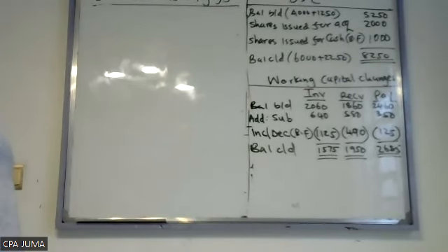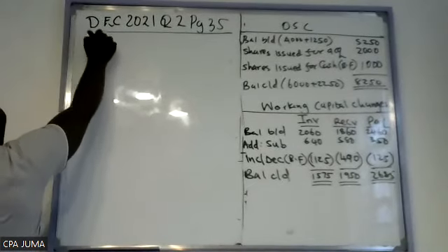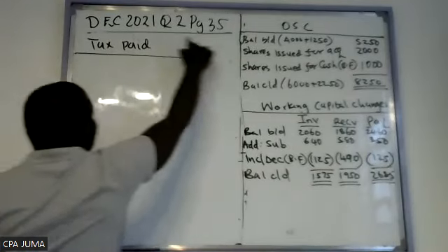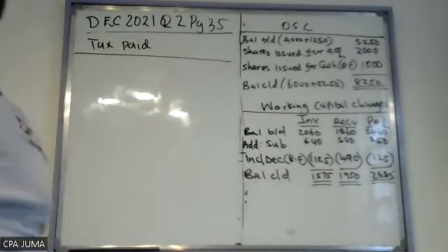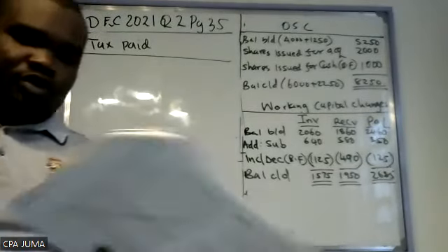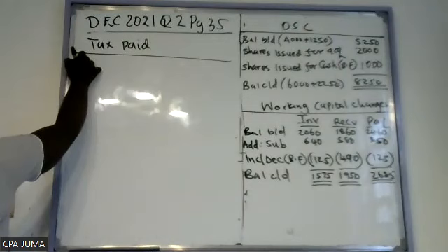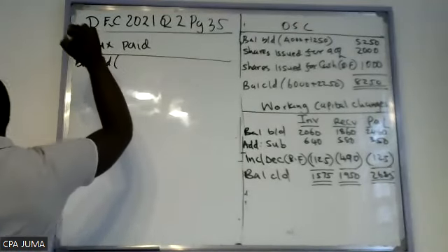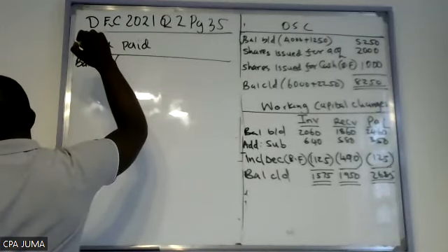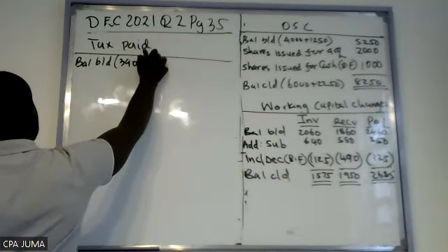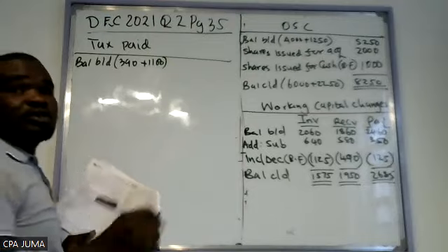I did not want to do this working, but now I have to do it. Write for me there, taxation, so that I can get tax paid. I want us to work out tax paid. Unless someone has a question on where we are coming from. So tax paid, balance brought down. You combine both deferred and current. Deferred is 390, current is 1100. I hope you can see that. So that is 1490.